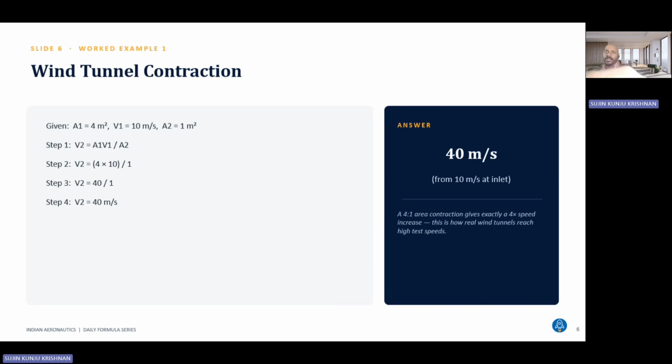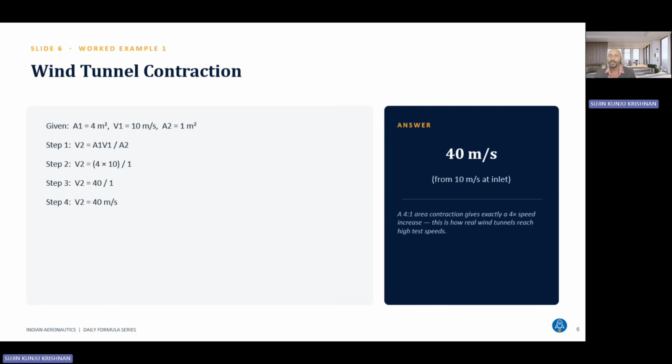Here is a worked example. A wind tunnel has an inlet area of 4 square meters where the air enters at 10 meters per second. It contracts down to a test section of 1 square meter. So find the velocity in the test section. Step 1, write the incompressible formula A1 V1 equals A2 V2. Step 2, note A1 is 4 square meters, V1 is 10 meters per second, A2 is 1 square meter, V2 is unknown. Step 3, rearrange for V2 equals A1 V1 divided by A2.